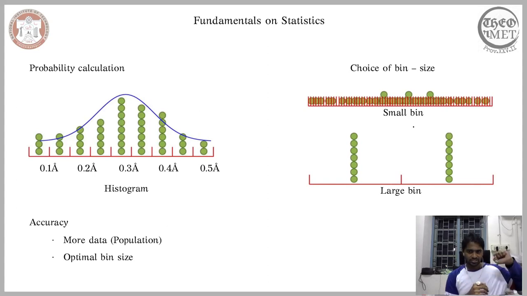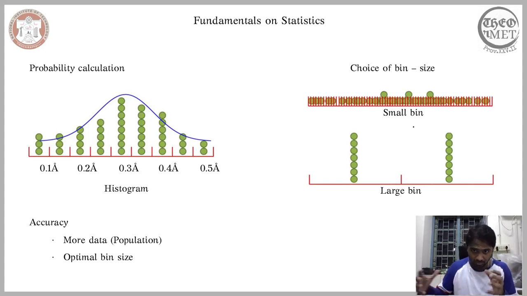So accuracy, in addition to that of the population and the number of data points we have, which is common for all data analysis, apart from that, in the context of histogram, the accuracy of the fitting depends on the size of the bins. If they are so small, it is difficult for us to separate the lattice parameters into these different bins, and most of the bins will be empty.